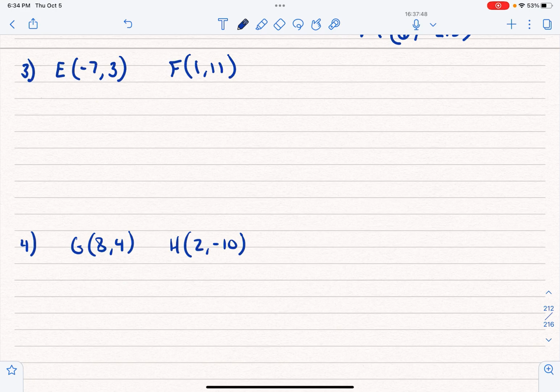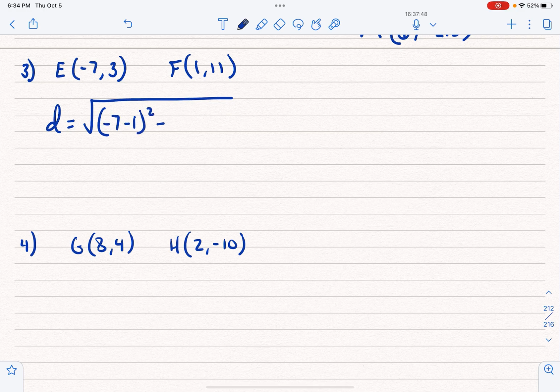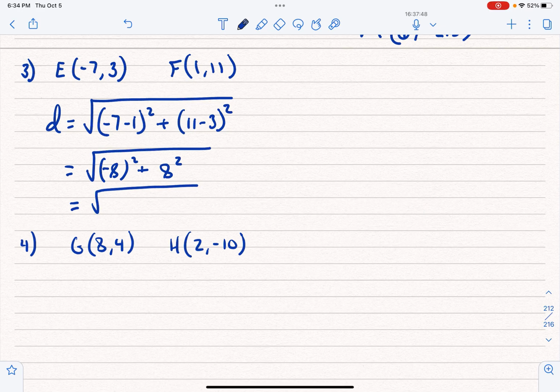For the distance and midpoint between E and F, the distance is going to be equal to the square root of -7 minus 1 squared plus 11 minus 3 squared. -7 minus 1 is -8, and I'm going to square that. 11 minus 3 is 8, and I'm going to square that too. This is where, if you misuse a calculator and type in -8 squared, it'll tell you the answer is -64, unless you use parentheses. So this should be 64 plus 64, which gives me a grand total of the square root of 128.